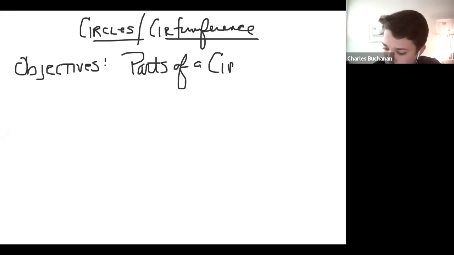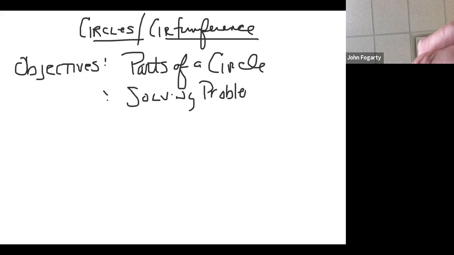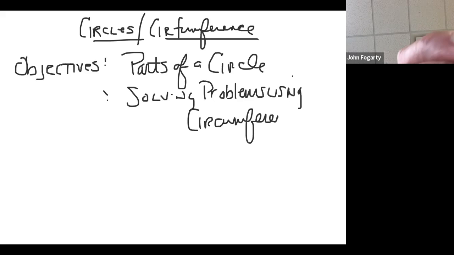We're going to talk about parts of a circle, but then we're also going to deal with solving problems using circumference. So that's what we're going to be doing today. Parts of a circle, and then solving problems using circumference. Does that make sense?